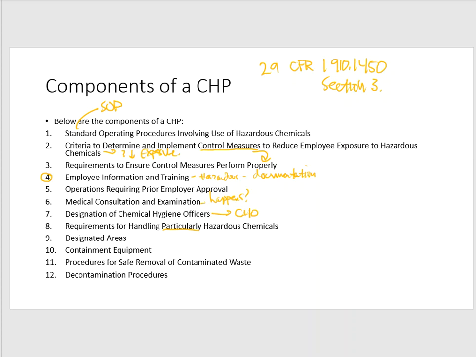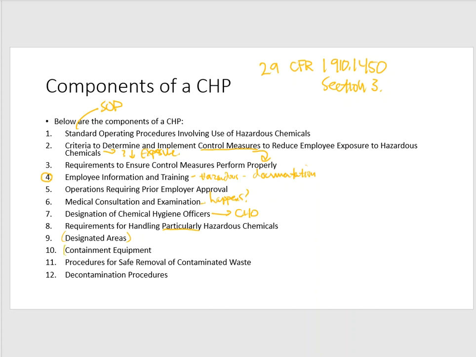Number 9, designated areas. Designated areas basically means where can the work be done? Are clean rooms involved? Normal lab spaces involved? Is this hazardous chemical only housed in one location at the employer's site or academic institution? If so, where is that location? How can you prove that it never leaves?